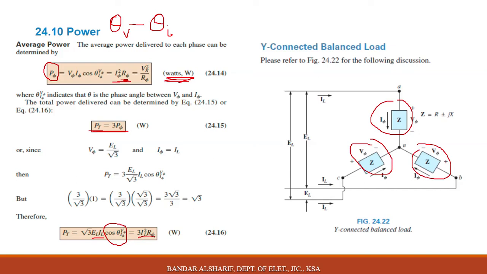Why don't we put root 3 here? Because the line current equals the phase current in Y connection, because of this we cannot use root 3. And we derive this formula from this part. Finally, we need to know that we have two options to calculate the total power: either multiply 3 by phase voltage and phase current with cosine, or root 3 times line voltage with line current and cosine theta.